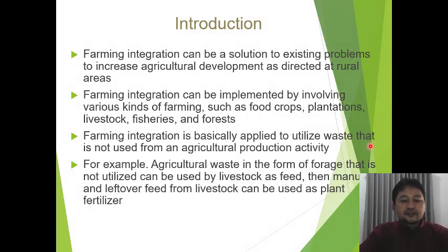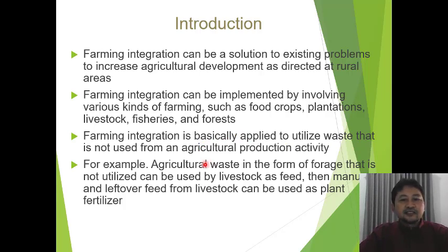The background of our study is based on this situation. Firstly, farming integration can be a solution to existing problems to increase agricultural development as directed at rural areas. Secondly, farming integration can be implemented by involving various kinds of farming such as food crops, plantations, livestock, fisheries, and forests. Thirdly, farming integration is basically applied to utilize waste that is not used from an agriculture production activity.